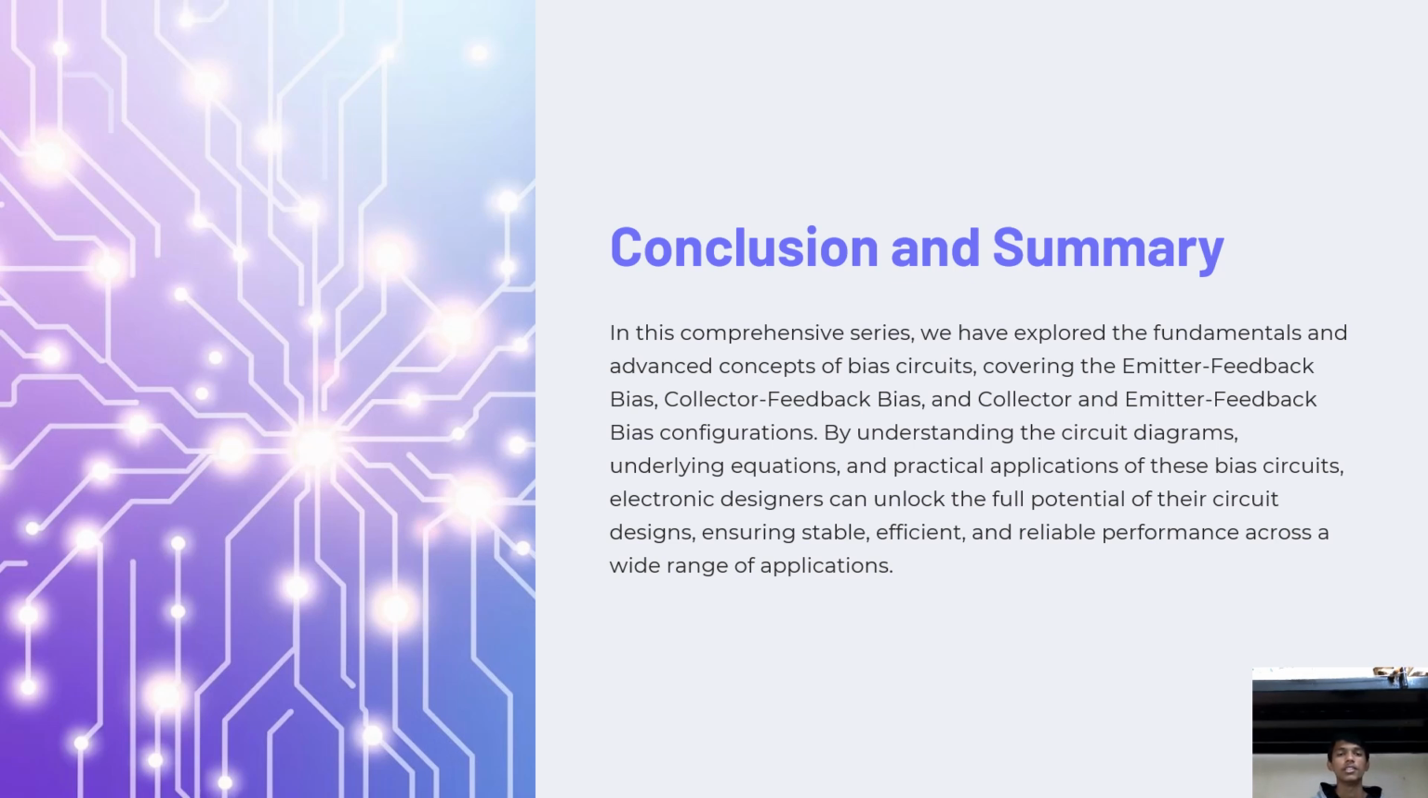Conclusion and summary. In this series, we have explored the fundamentals and advanced concepts of bias circuits, covering the emitter feedback bias, collector feedback bias, and collector emitter feedback bias configuration. By understanding the circuit diagrams, underlying equations, and practical applications of these bias circuits, electronic designers can unlock the full potential of their circuit designs, ensuring stable, efficient, and reliable performance across a wide range of applications.